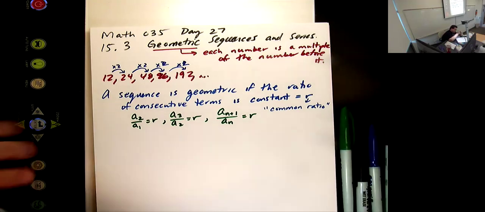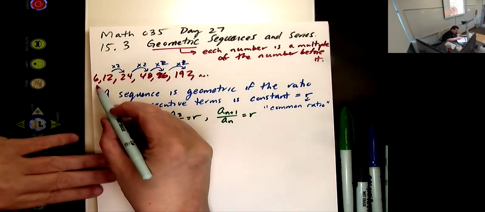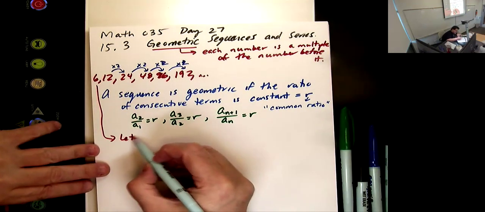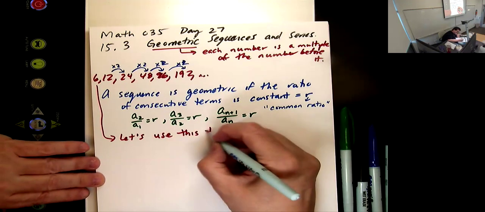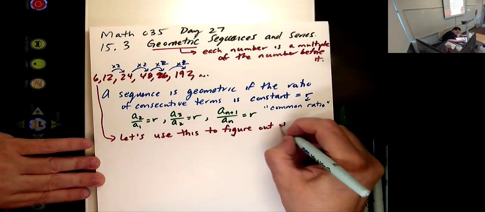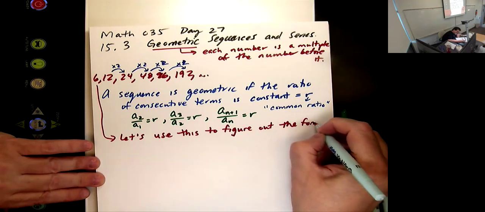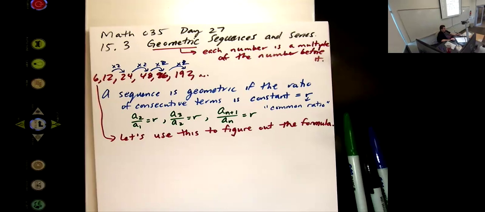You know what? I'm going to add a number in front of this one. I'm going to slap a 6 in front of it. And let's use this to figure out the formula. I showed you how to get the formula for the arithmetic series on Tuesday. So if you don't remember the formula, but you remember how to get it, you can find it. We're going to do the same thing here.